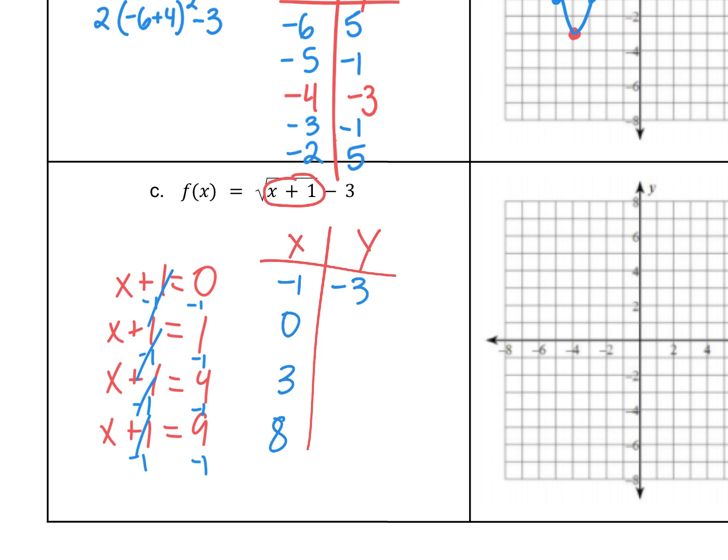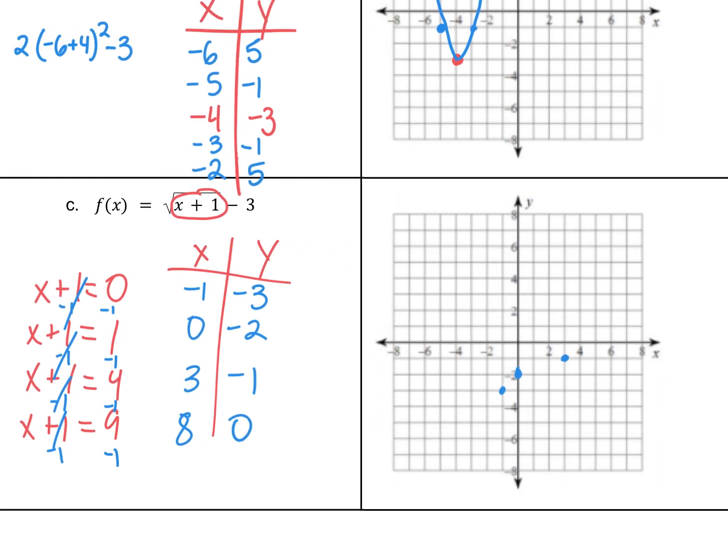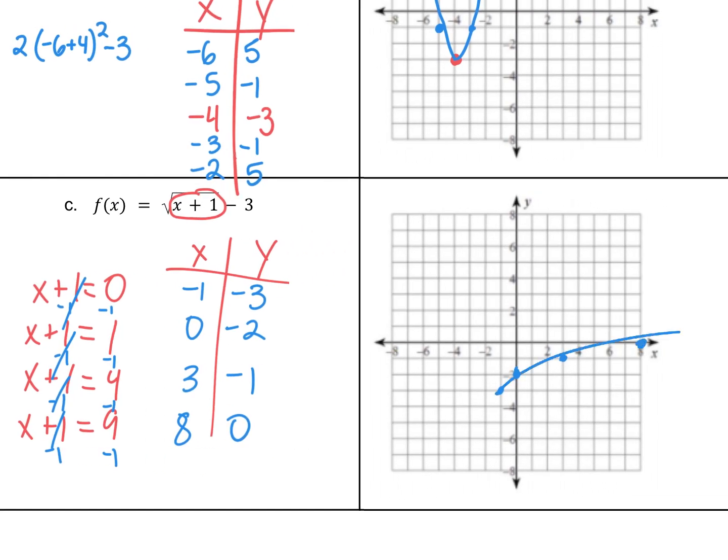And then I go back and I plug in these other numbers. So the square root of 0 plus 1 minus 3 is going to give me a negative 2. The square root of 3 plus 1 and then minus 3 is going to give me a negative 1. And then the square root of 8 plus 1 minus 3 is going to give me 0. So then I plot these points. And voila, there's my square root function.